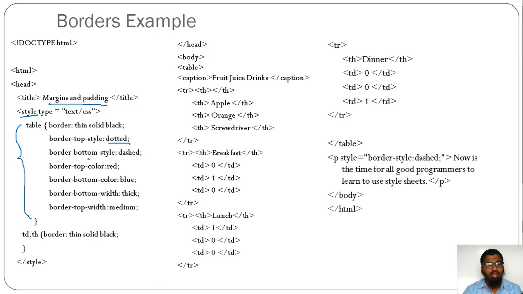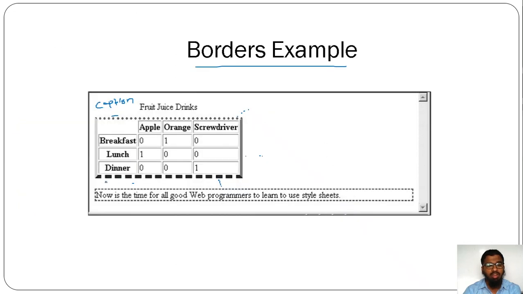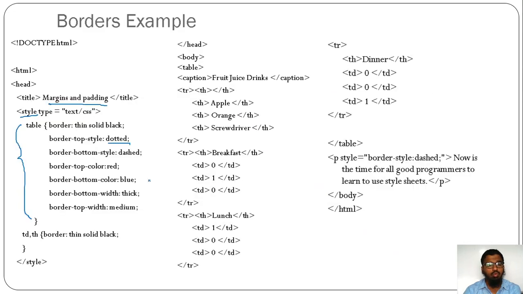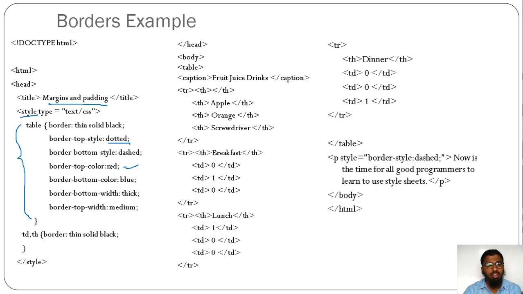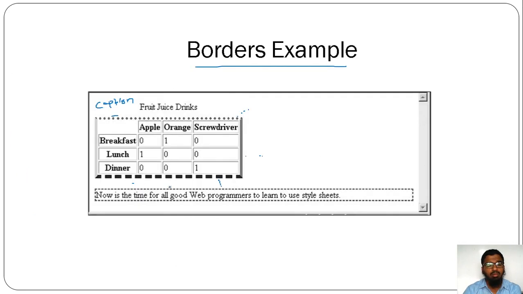Next, border-bottom-style is dashed, so in the bottom we are using dashes. Border-top-color is red, so this dotted line will be in red. Next, border-bottom-color is blue, so this will be in blue.